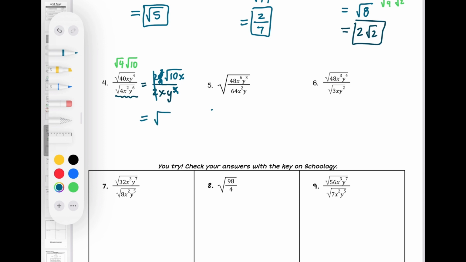Notice that I didn't say anything about the x we have left. If something is inside of the square root and then something's outside on the bottom, you cannot simplify them. You can't cancel them out with each other. So we just leave it like that. Oh, and I forgot my y.